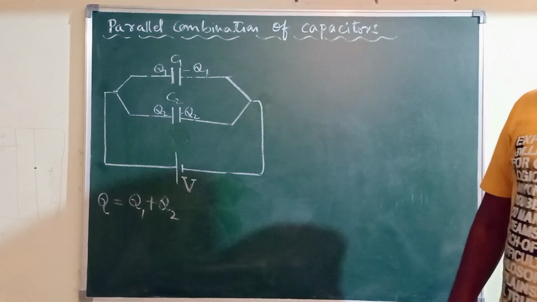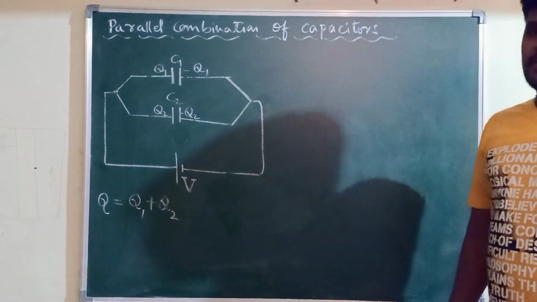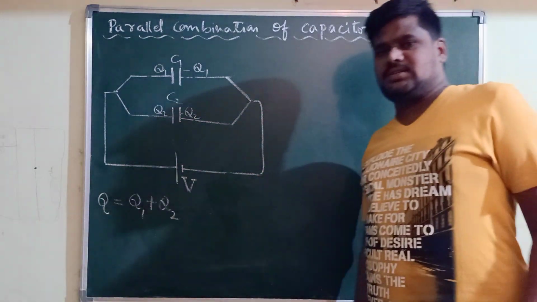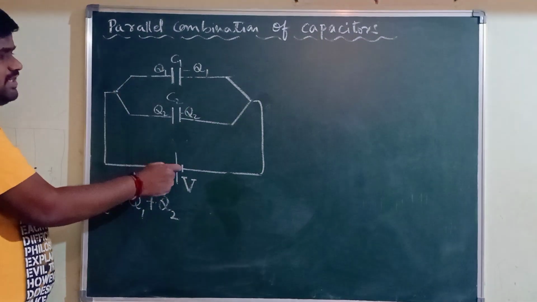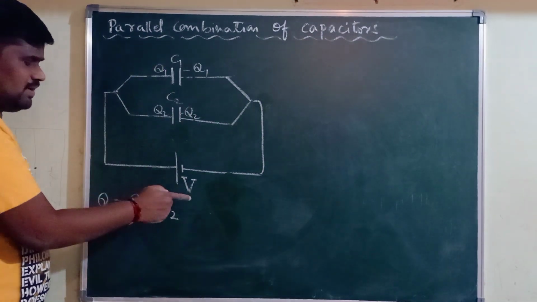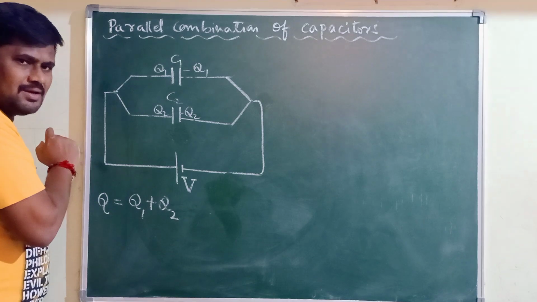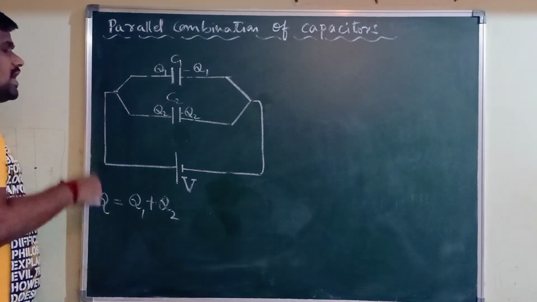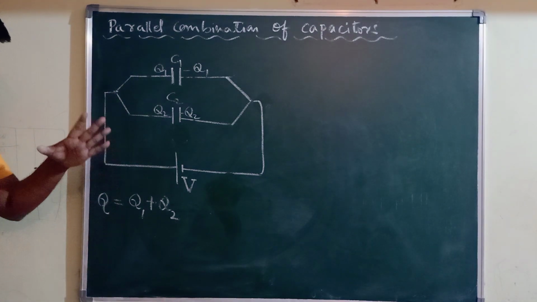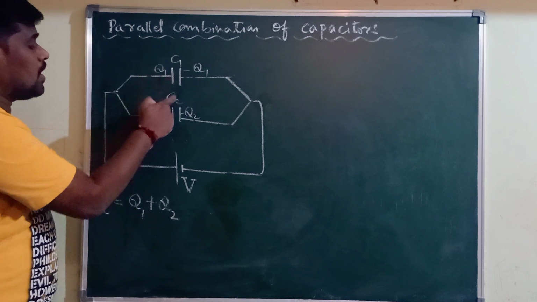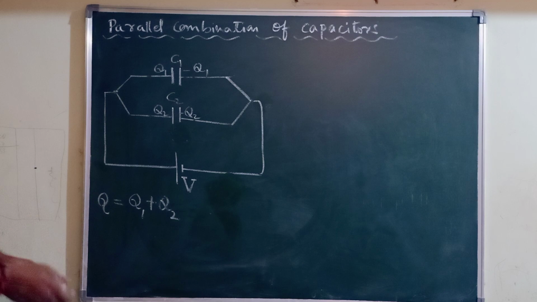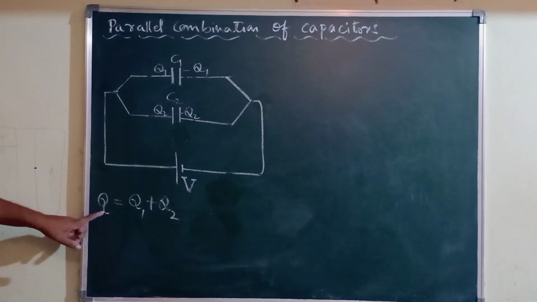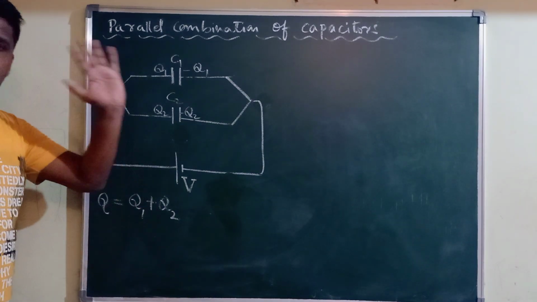Capacitors. Focus a little. When a number of capacitors are connected in parallel, the potential difference across each capacitor will be the same, that is equal to V, but the total charge of the combination Q is equal to the sum of the charges on individual capacitors. If there are 3 capacitors, Q is equal to Q1 plus Q2 plus Q3.